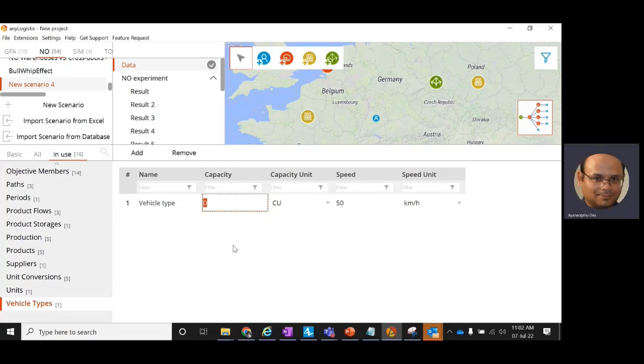So what I'm saying is that 10 cargo units is the volume of a vehicle. Depending on how much the demand is, in one vehicle we should be able to carry 10 cargo units. So if the total demand and the total flow from one entity to another becomes more than 10 cargo units, then it will send two shipments of this same vehicle.